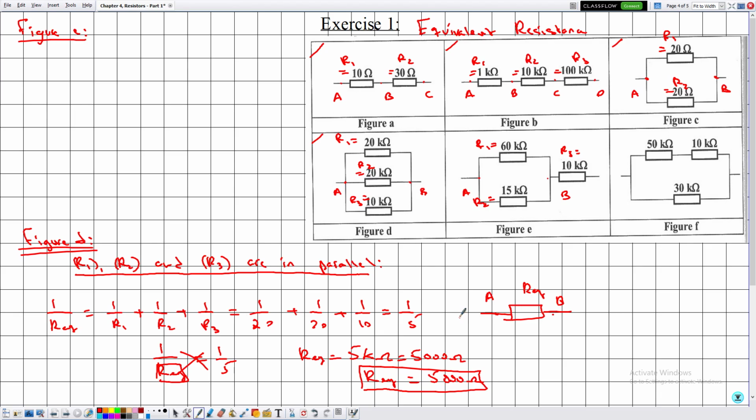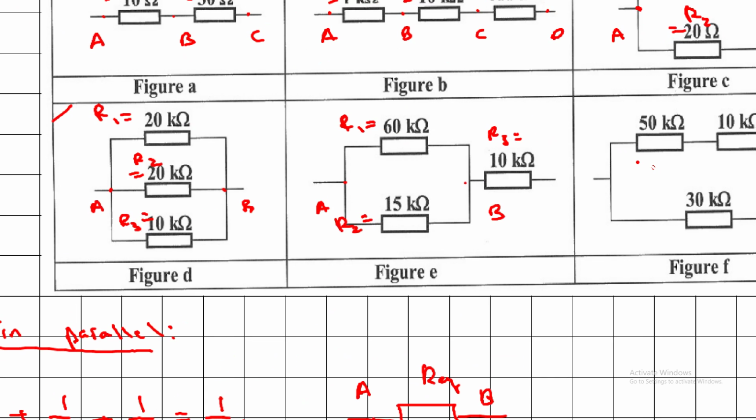Okay, now regarding figure E, here let me make the following important remark. We cannot say that R1 and R3 are in series because they have another terminal in common, that of R2. So R1 is not in series with R3. This is completely wrong. Similarly, we cannot say that R2 is in series with R3 because they have another terminal here. So we cannot say that R2 is in series with R3. This is completely wrong, okay?